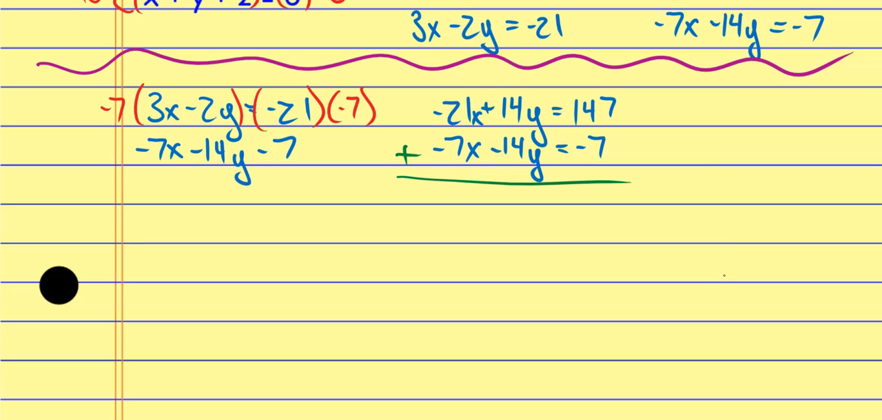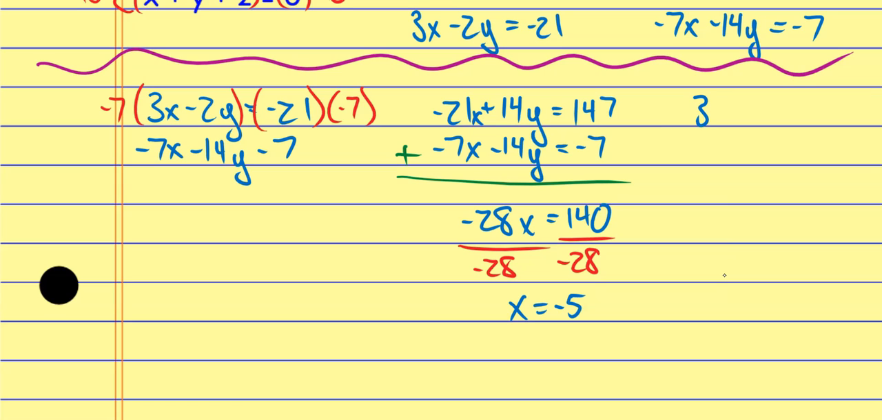And yeah, the numbers are large, but it's not anything different than what we're used to. It's a negative 28x. The y's cancel. And over here, I get a 140. And now from here, I can finish solving. I'm going to divide each side by a negative 28. So I get x equals a negative 5. I'm not done with this new system of equations. I have to plug it back in.